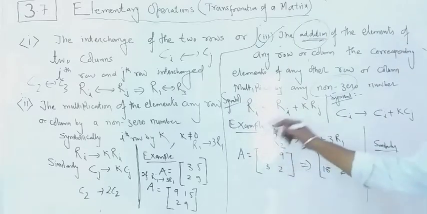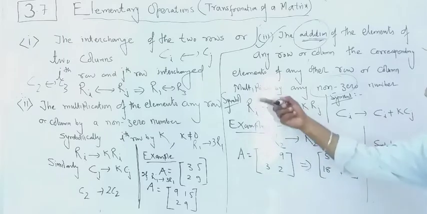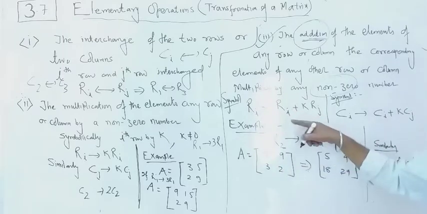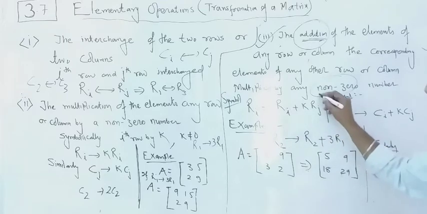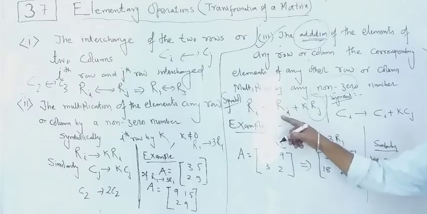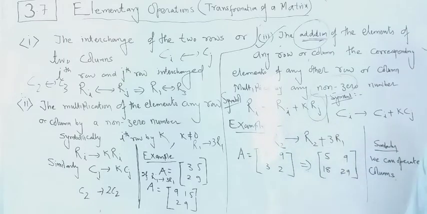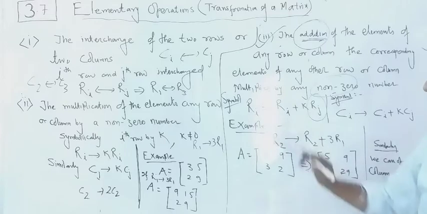First of all, let me read out that symbol. Ith row can be written in the form of ith row plus k times of jth row. Suppose you want to add elements of jth row with ith row, you can do it with the help of this property. No need of writing this big statement. Symbolically, in the short form, you can write it in this way.